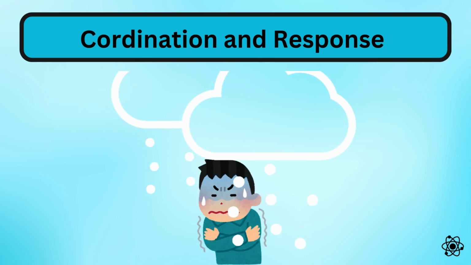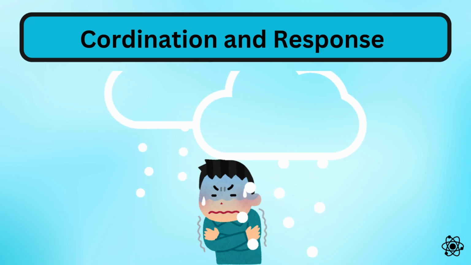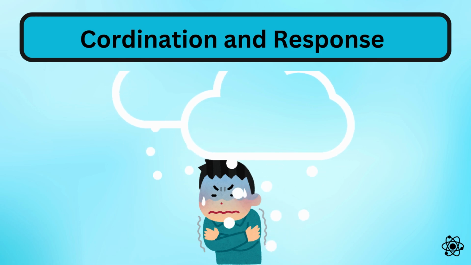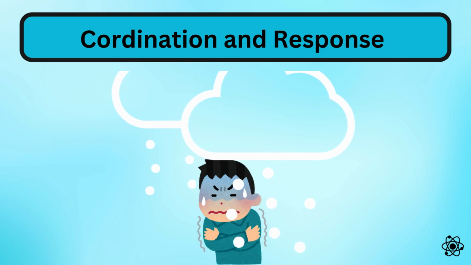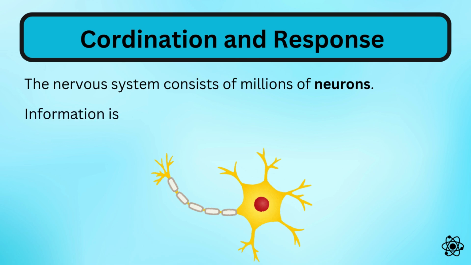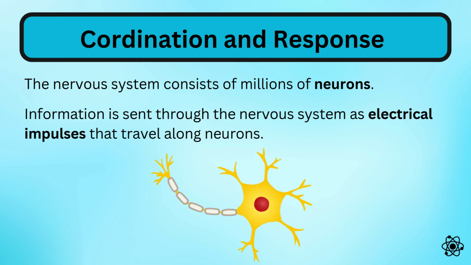For example, when you are exposed to cold temperatures, your neurons detect the drop in temperature and send a signal to your brain, which then triggers a response to generate heat through shivering to maintain your body temperature. The nervous system consists of millions of neurons, or nerve cells. Information is sent through the nervous system as electrical impulses that travel along neurons for quick communication. A bundle of neurons is known as a nerve.